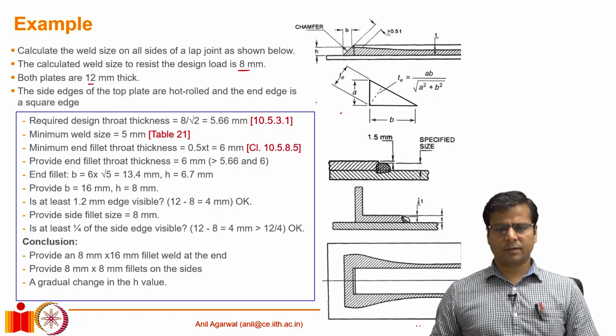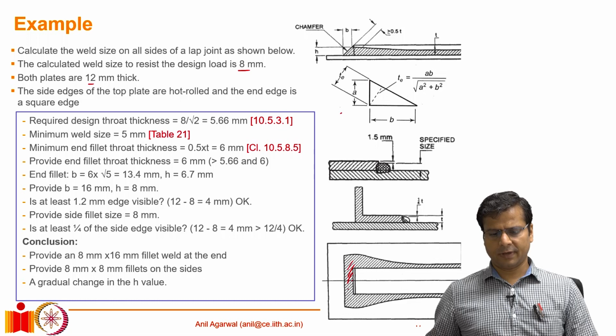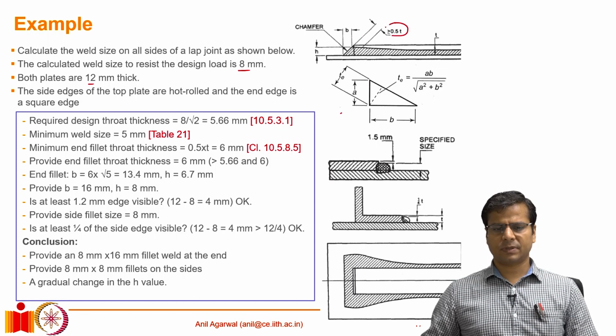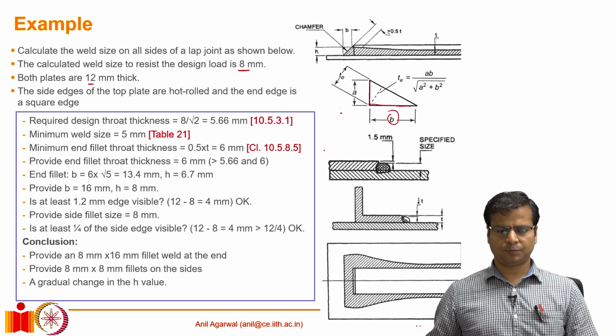In addition to that, we have seen that in the end fillet portion of the weld, the throat thickness should be at least 50% of the plate thickness. So if this is the plate thickness T, the throat thickness should be at least 0.5 times T, and the shape of the weld should be such that B is 2 times the A value.